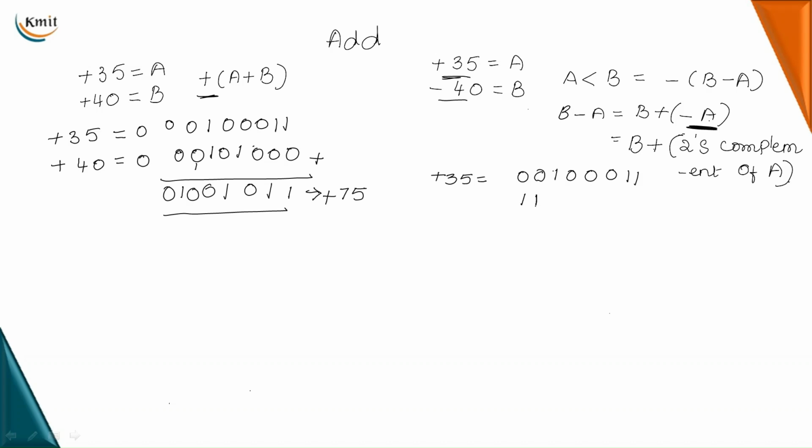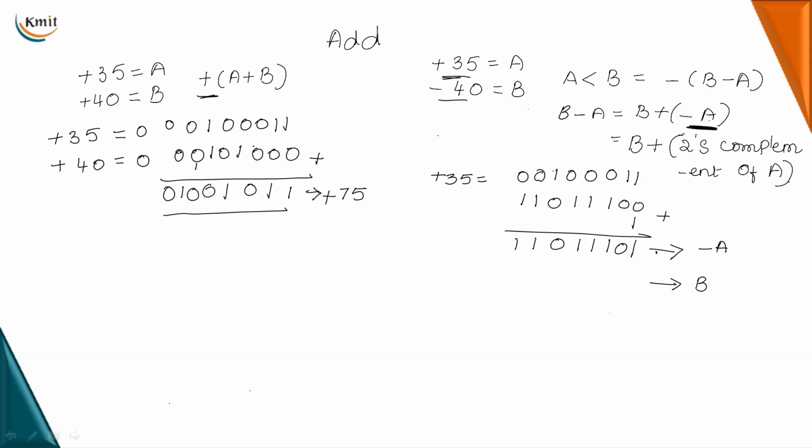So what is the 1's complement? 1, 1, 0, 1, 1, 1, 0, 0 plus 1. So it becomes 1, 1, 0, 1, 1, 1, 0, 1. So this is nothing but the 2's complement of A, that is, minus A. So I have to add B to this. B plus minus A. So what is the value of B?